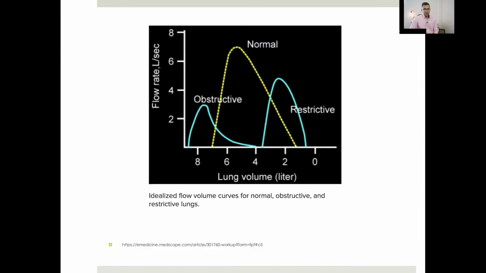I think the best way to do it is just to crack on and do some cases. Obviously, your patterns are very different. Obstructive looks like that scalloping edge there, whereas restrictive has a lower volume level, but doesn't seem to have any flow restriction. It doesn't have that slow expiratory time.